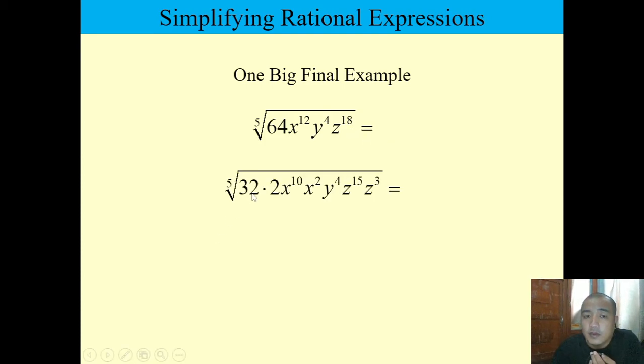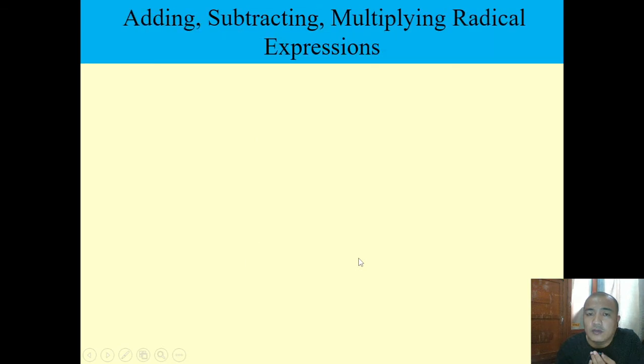Right? 32 times 2, x to the 10, x squared, y to the 4th, z to the 15, z cubed. So the fifth root of 32 is 2, the fifth root of x to the 10th is x squared, the fifth root of z to the 15th is z cubed. So the answer is 2x squared z cubed fifth root of 2x squared y to the 4th. Let's proceed now to adding, subtracting, and multiplying radical expressions.